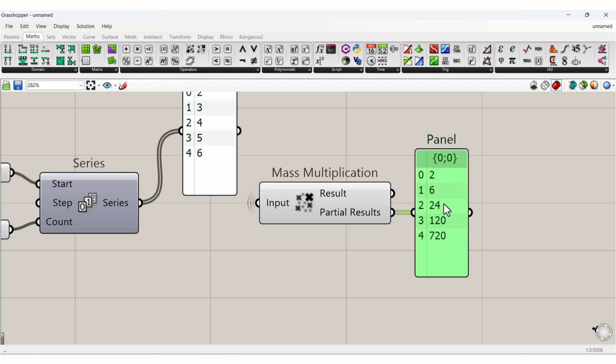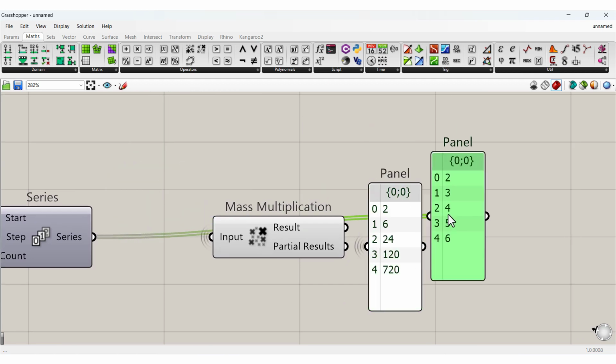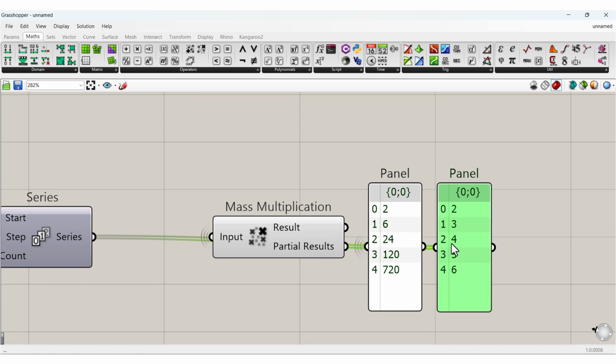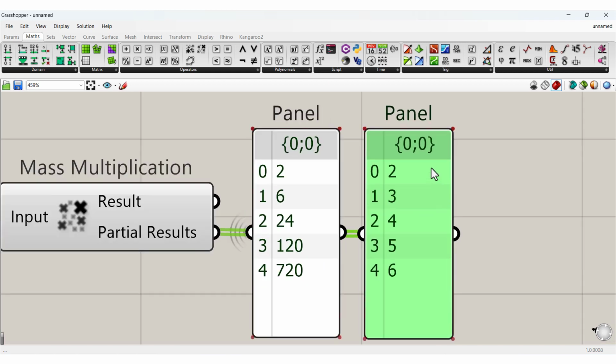How did it happen? Well, quite simple. Look at this. Be careful. 2 multiplied by 3 equal to 6. 6 multiplied by 4, 24. 24 multiplied by 5, 120. And 120 multiplied by 6 is 720.